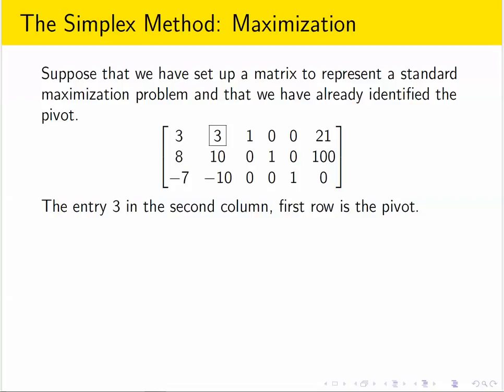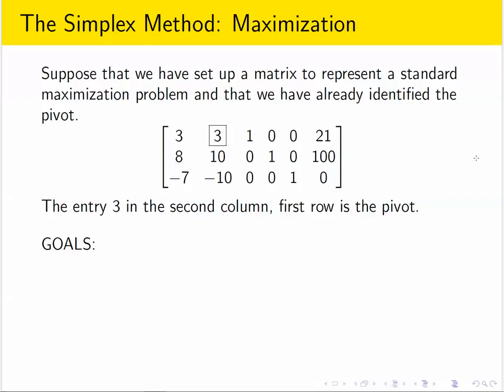And let's suppose we've already also found the pivot by identifying the pivot column, which has the largest negative value in the bottom row, and then calculating the test ratios and identifying which row gave us the smallest test ratio. So this 3 surrounded in a box is our pivot.